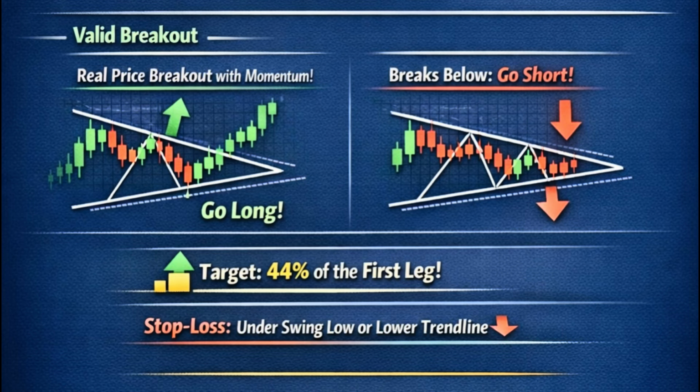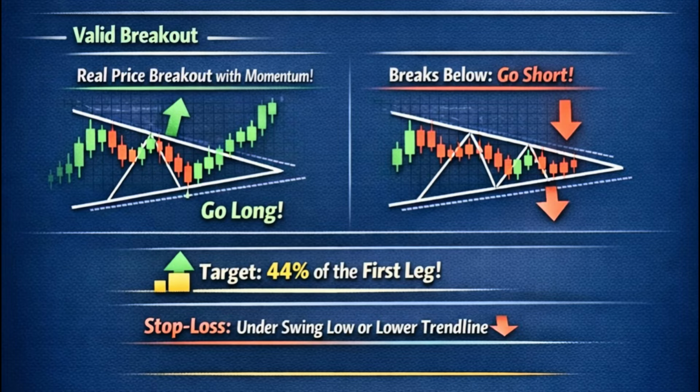Symmetrical triangles don't need a breakout to exist. If you can draw the two trend lines, the pattern is already there. But for trading, you need a valid breakout. A valid breakout means a real price breakout, not a time breakout. If price simply drifts outside the triangle without momentum, the pattern is no longer a triangle. It's probably turning into a range.